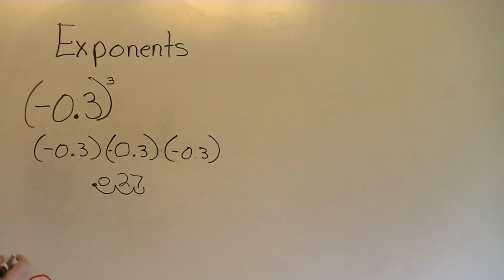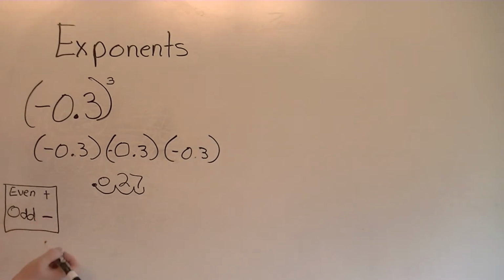Now, in math, you have a rule for multiplying and dividing with decimals. When you count the signs, if you get an even number of negative signs, the answer is positive. If you get an odd number, it's negative. So if I count the signs, I've got 1, 2, 3. Well, 3 is an odd number, so it means my answer is negative 0.027.